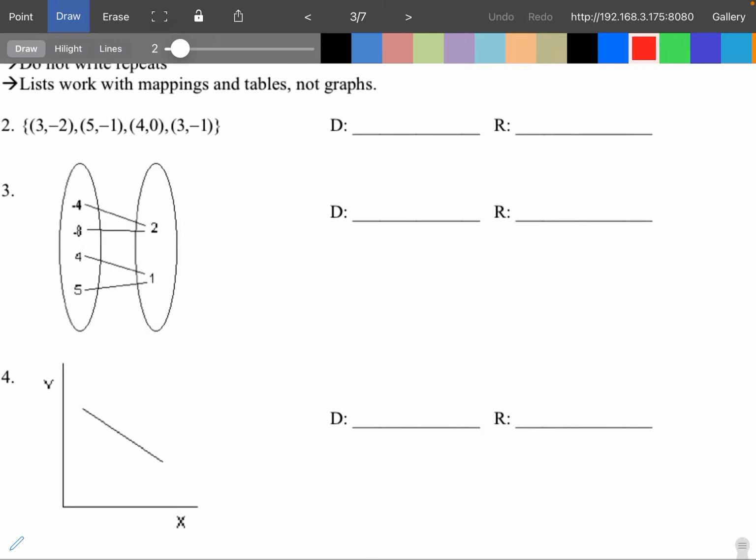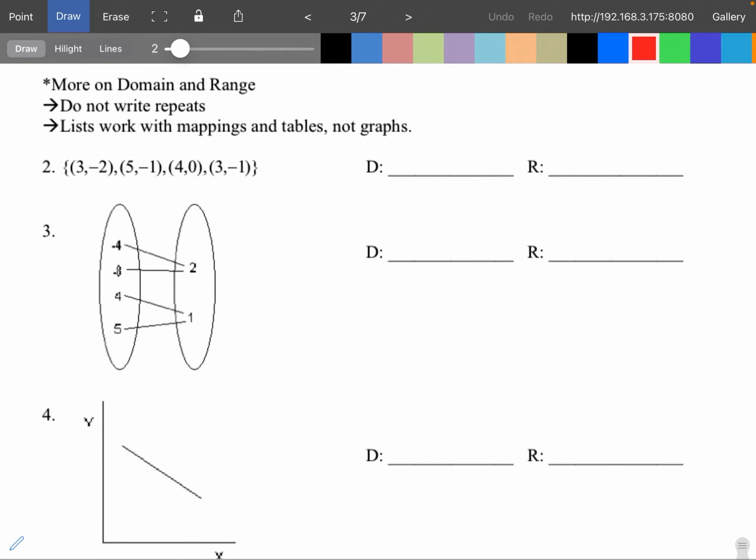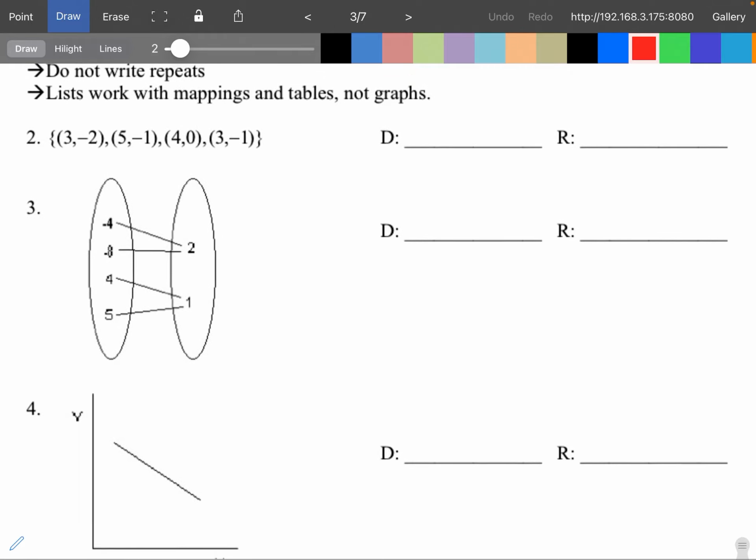You guys good so far? So that was the end of that page, right? Okay, so let's flip it over.